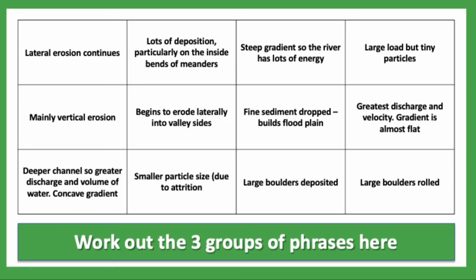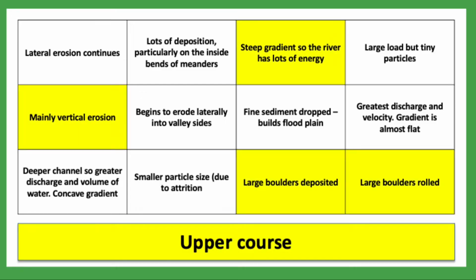Right, we're going to reveal the upper course features. In the upper course, there is mainly vertical erosion taking place. There's a steep gradient, so the river has lots of energy. Large boulders are deposited and large boulders are rolled. Okay, so we've got 8 left. We now need to work out which of those 8 are describing the middle course of the river. So 4 of them are the middle course, 4 of them are the lower course. So which ones are for the middle? Which ones would describe the lower course?